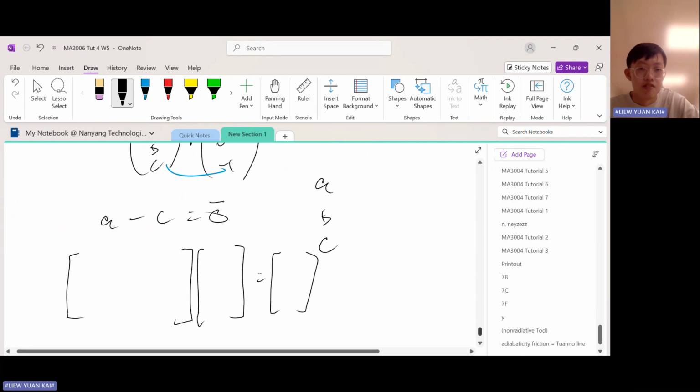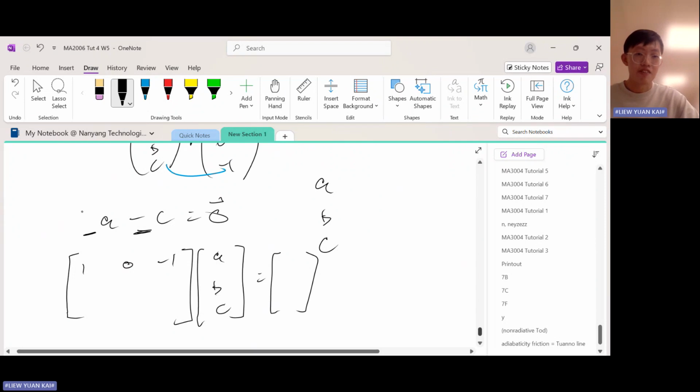By the way, this is a zero vector. This matrix contains the coefficients of the unknowns. The unknowns are a, b, and c. The coefficient of this is 1. Then there's no b, so it should be 0. Then here the coefficient is negative 1.